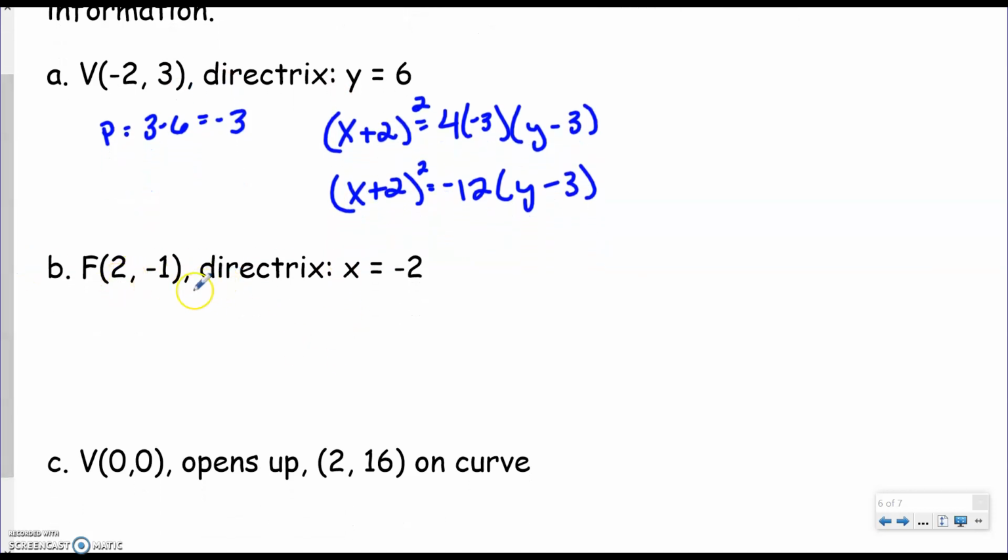Okay, next one, focus and the directrix. So if my focus is at x equals 2, and my directrix is at x equals negative 2, my vertex is going to be halfway between those two, which would be at 0.